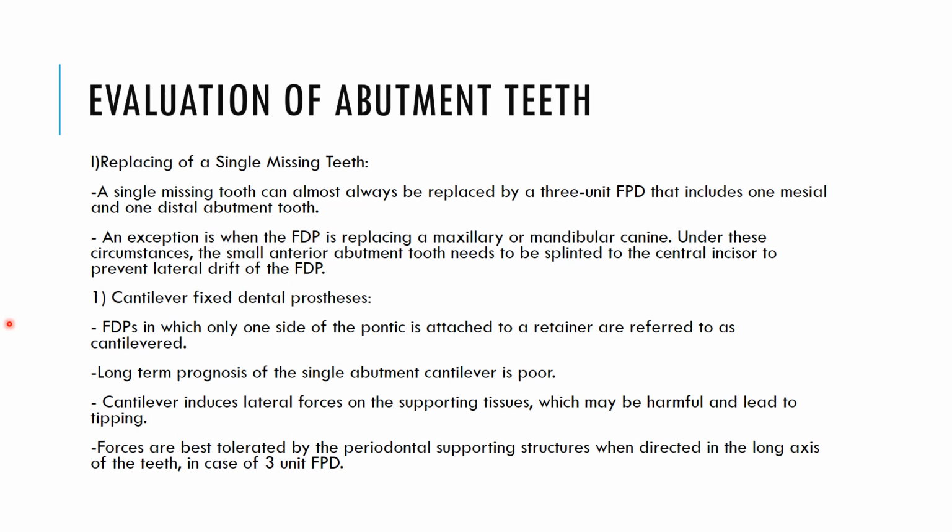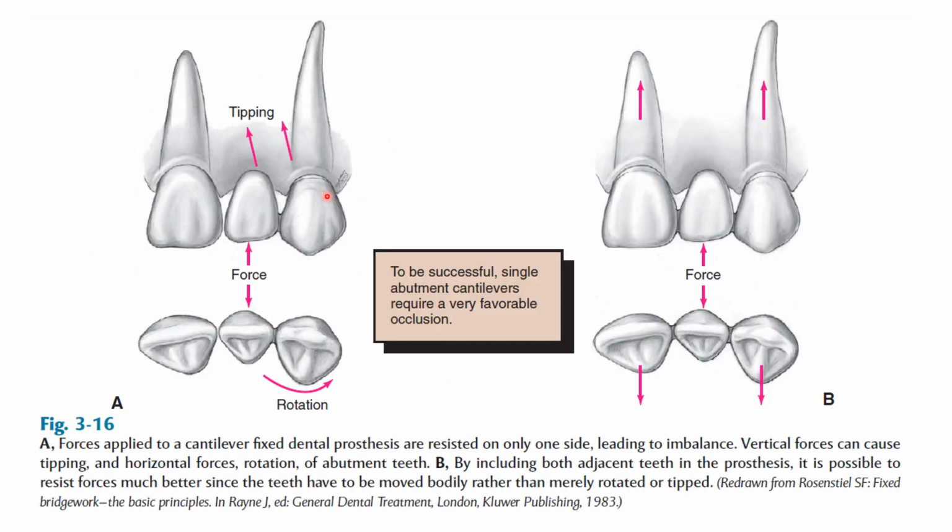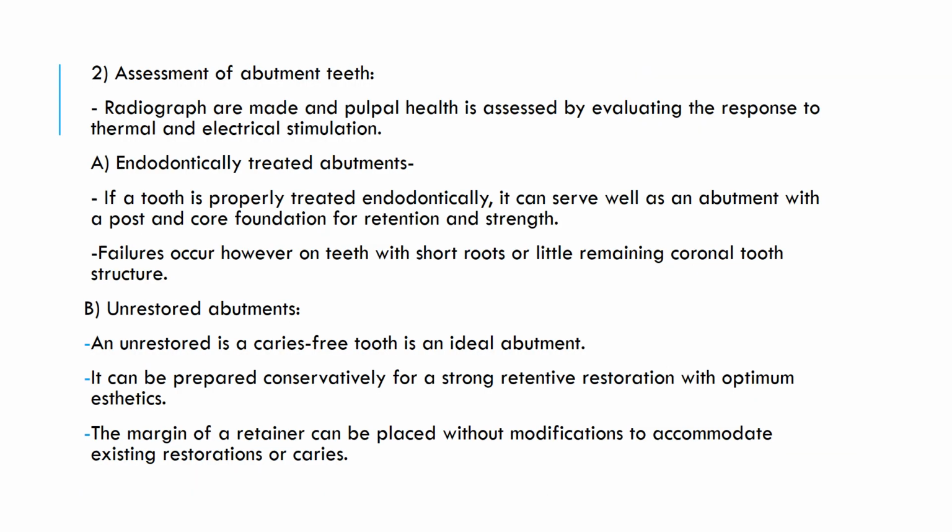I'll be showing you a photo in the next slide. Forces are better tolerated in a 3 unit FPD. There you go. So this is a 3 unit FPD and forces are evenly distributed. Here, if you just give a cantilevered crown, there will be tipping and it can cause rotation and it can cause failure basically. Okay, coming to the assessment of abutment teeth, radiograph is the best way to assess.